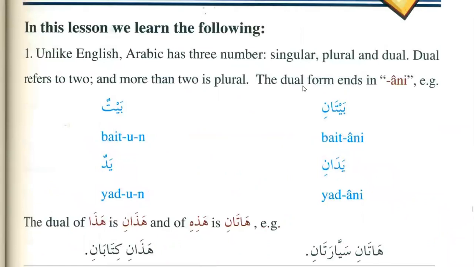Whenever you want to make any Musanna word, dual word, you will just add Alif, Noon, Kasra at the end of that word. It will become dual. Baitun, Baitani, Yadun, Yadani. And this form of Musanna is called Marfu form. Mansub and Majroor are different. We'll study them later, inshallah. So this form is called Marfu form.